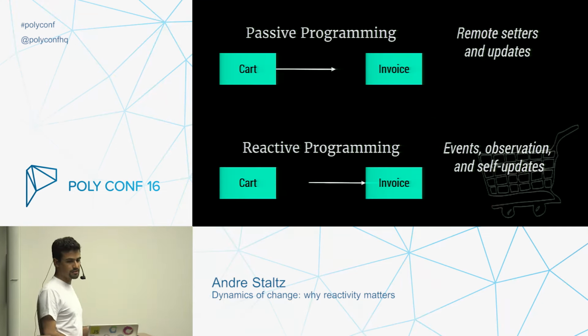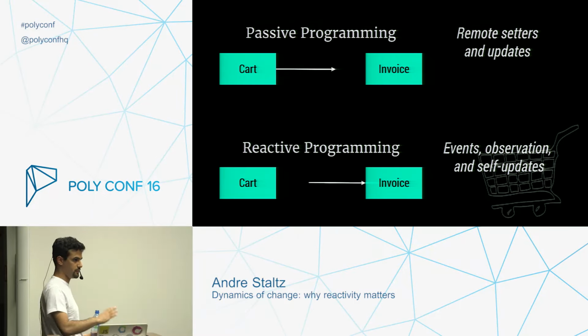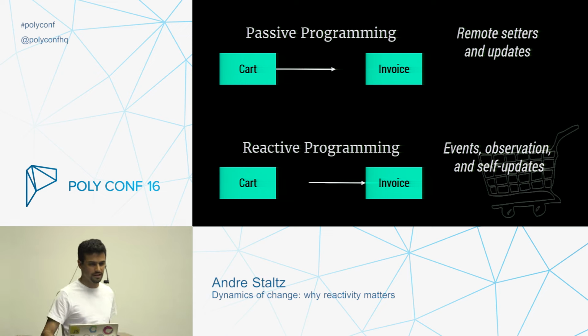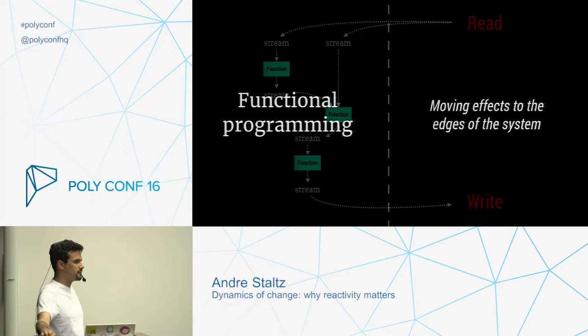So to summarize, this is what I want you to take home. Reactive programming is self-updates according to events. And passive programming is remote setting. Why reactive? Because you want to be able to look inside this module and know how it works, right? It's a good default. And if you start moving effects to the edges of your system, you end up with functional programming in some form. And it's a great idea that brings separation of concerns and predictable code.